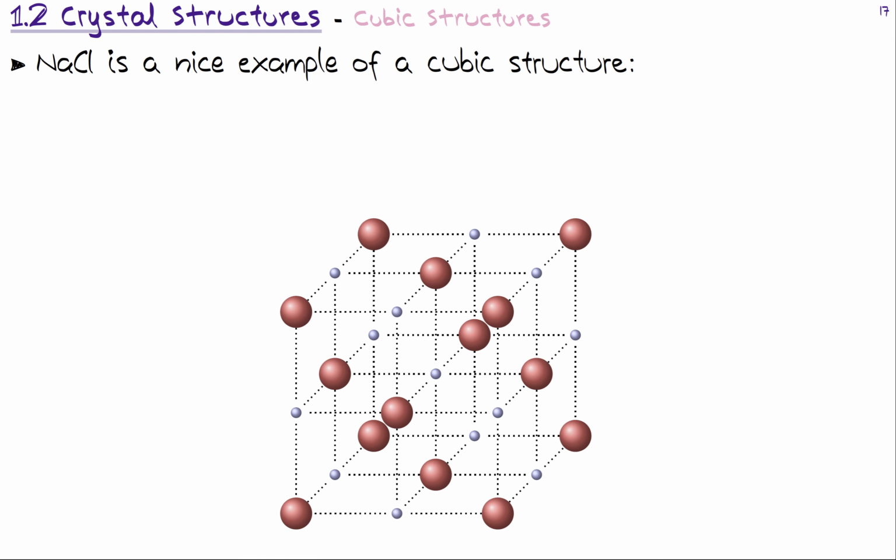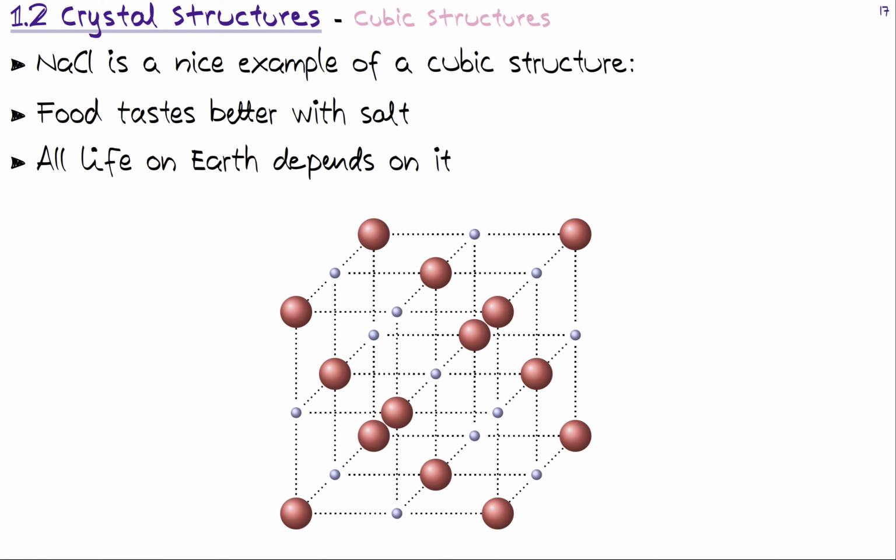And why I chose sodium chloride, and this is the crystalline structure of sodium chloride, is that first of all, we all use sodium chloride daily because food tastes better with salt. And maybe biologically the reason why we like the taste of salt is that all life on Earth depends on it, and all biological organisms must have an adequate amount of sodium chloride in our systems. So that's what we must have.